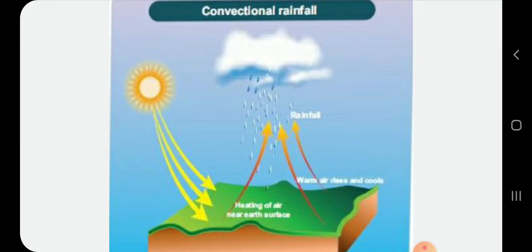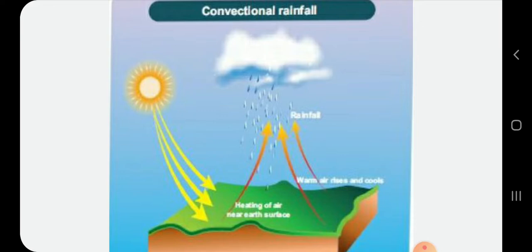The ascending warm and moist air cools. The moist air becomes saturated soon, and further ascent of air beyond the saturation level causes condensation and cloud formation. Which cloud? Cumulonimbus clouds. It's a type of cloud. Hence, rainfall starts. This is called convectional type of rainfall.